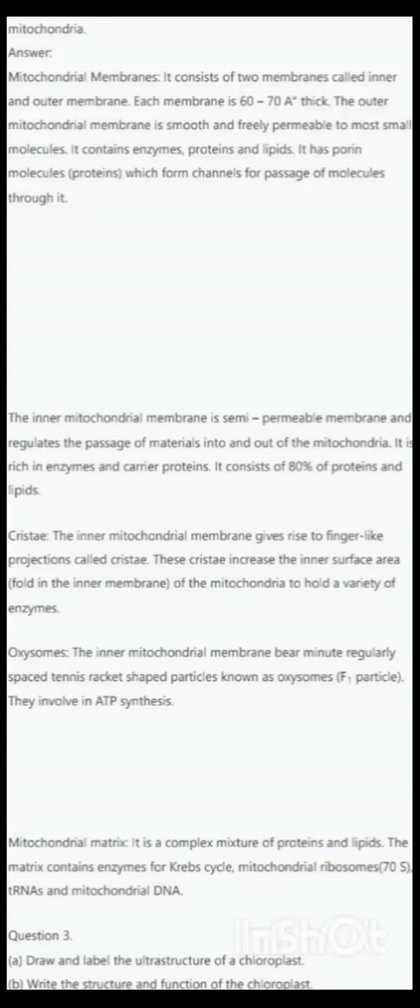Answer. Mitochondrial membranes. It consists of 2 membranes called inner and outer membrane. Each membrane is 60 to 70 A thick. The outer mitochondrial membrane is smooth and freely permeable to most small molecules. It contains enzymes, proteins, and lipids. It has porin molecules, proteins, which form channels for passage of molecules through it.